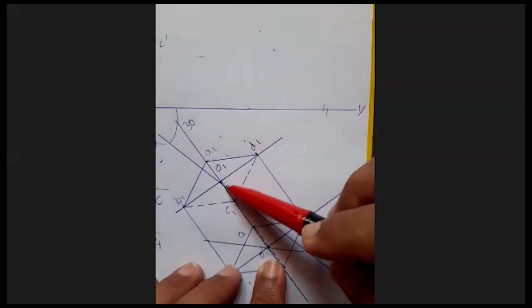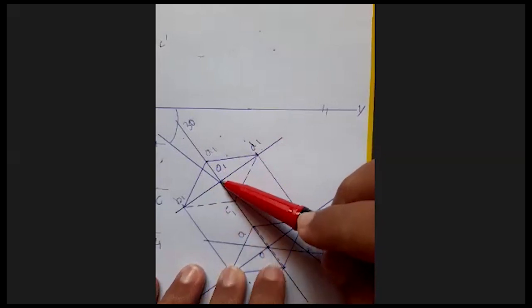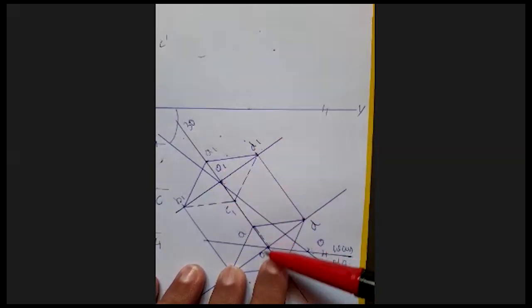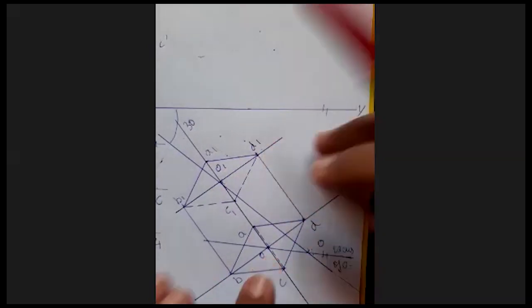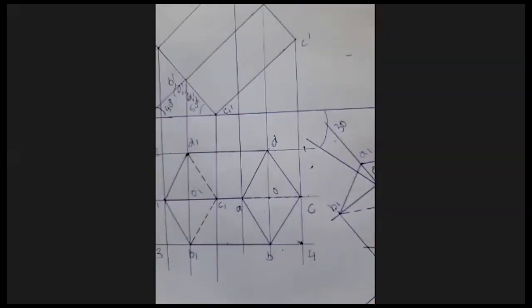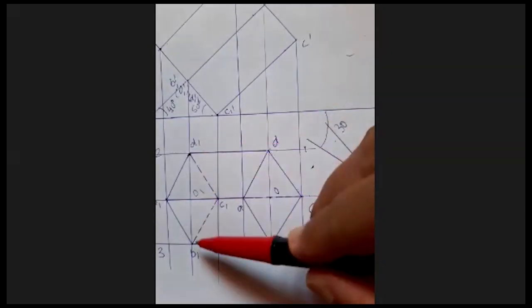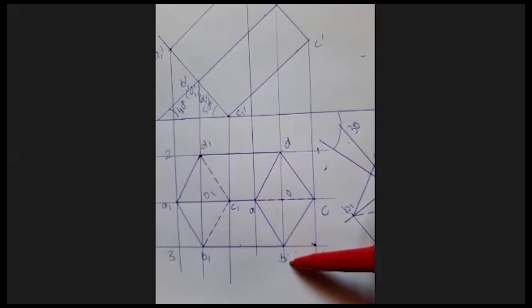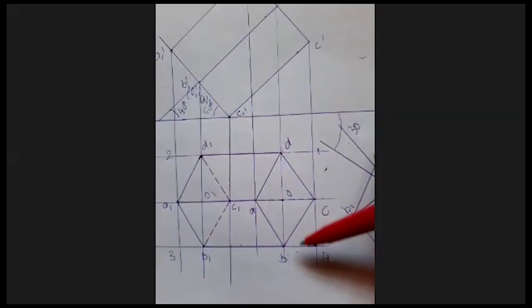Then I have drawn a 45-degree line here. This is at point O1 as well as at point O. I have drawn a 45-degree line. Then I have placed this rectangle, that is point D, D1, B1 and B. You can do it with 1, 2, 3 and 4. Even you can place this rectangle over there.